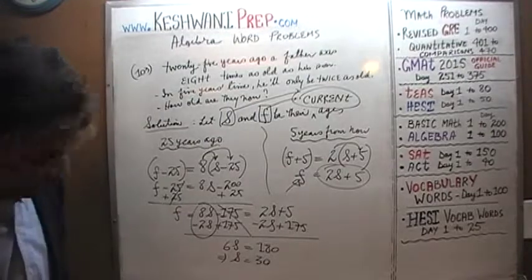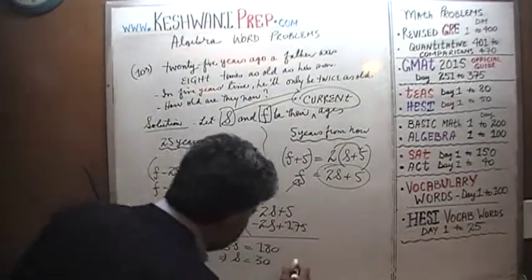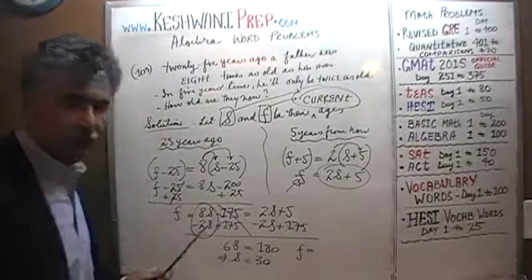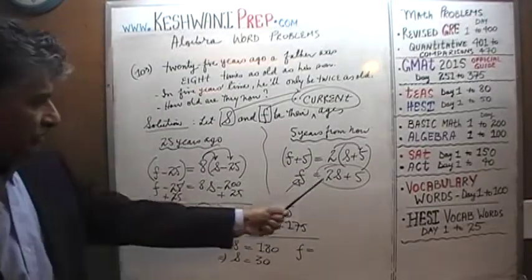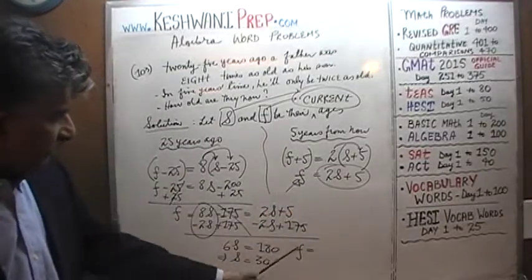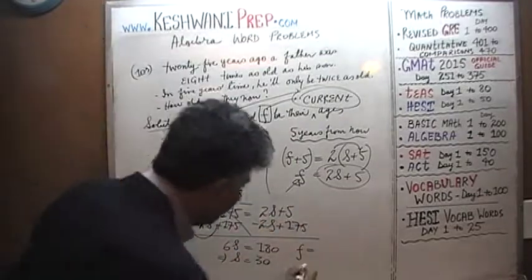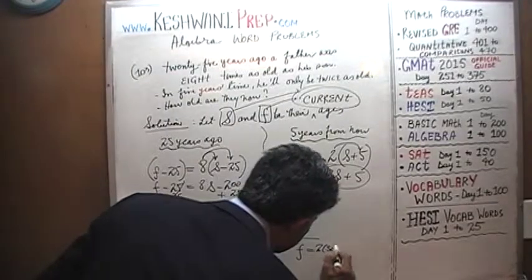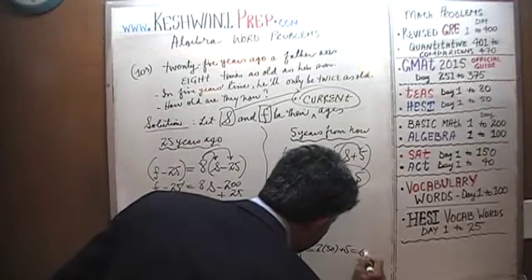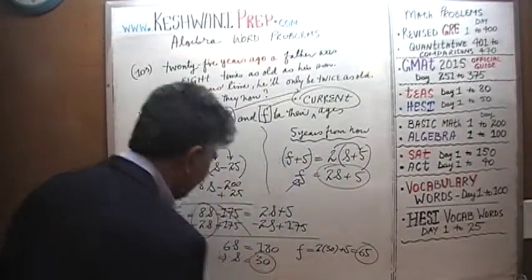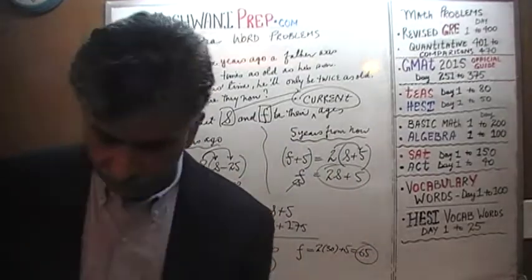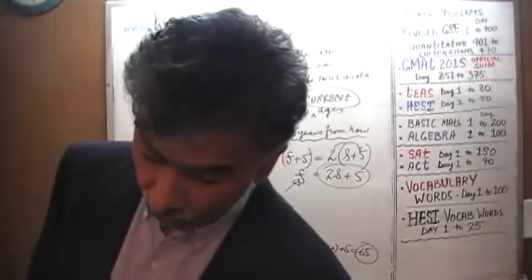Son must be 30. If son is 30, father must be, again, it's up to you, you can either use this one or that one. I'm just going to use this one here. If son is 30, father is going to be 2 times 30 plus 5. Father must be 65 years old today. Son is 30 years old today. Are we done? Not quite.